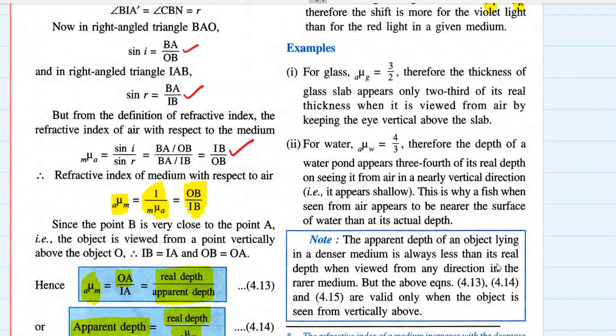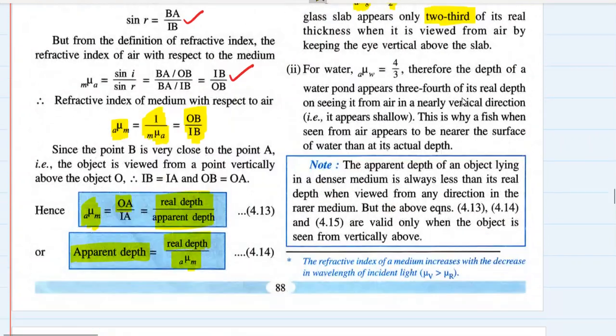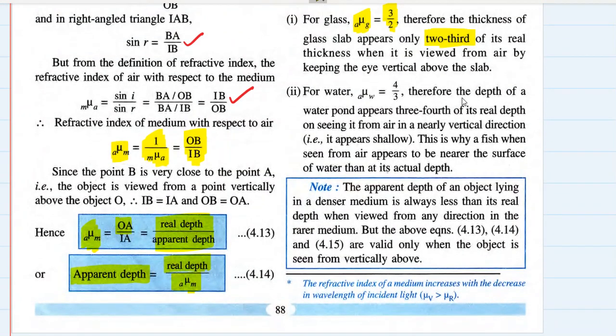Okay, let's take examples. For glass, the absolute refractive index of glass is 3 by 2. So thickness of glass slab appears only 2/3 of its real thickness. How come? Because we know that apparent depth is real depth upon the refractive index.